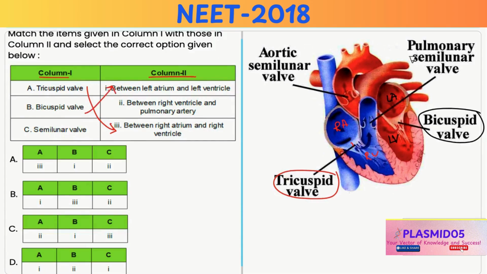Semilunar valves are present at the openings of the aorta and pulmonary artery. Thus, C matches with 2. Hence, the correct answer is option A.